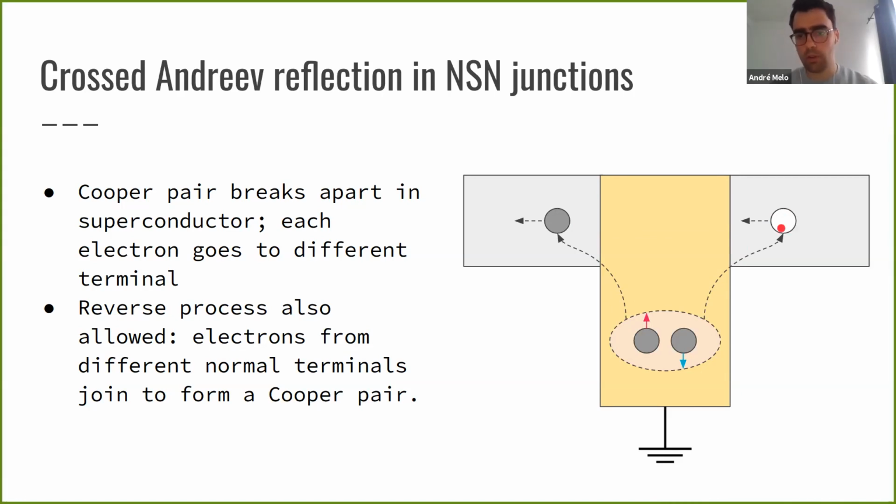Now, the inverse process is also allowed. You could have an electron that's traveling towards the superconductor, and normally in the normal Andreev reflection, it would drag a partner electron from the same metallic part, but it can actually also drag an electron from the other metallic contact. So that's why it's known as cross Andreev reflection. This sort of device is known also as a Cooper pair splitter, and people are trying to use these kinds of schemes to reliably produce entangled electrons.